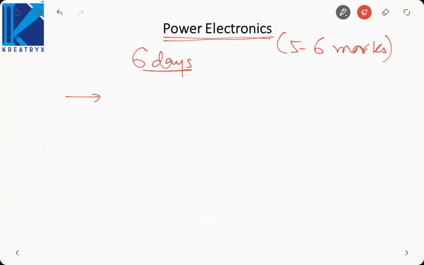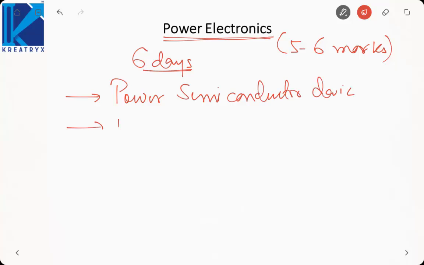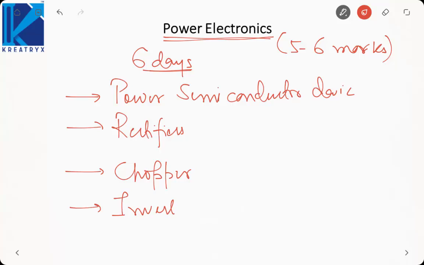In power electronics, the most important topics are power semiconductor devices, which involves thyristor most of all. Okay, thyristor is the most important device. Then rectifiers. These two are the most important topics in power electronics. Then choppers and inverters are small topics. So you can dedicate a day each to chopper and inverter and 2 days each to power semiconductor devices and rectifier.